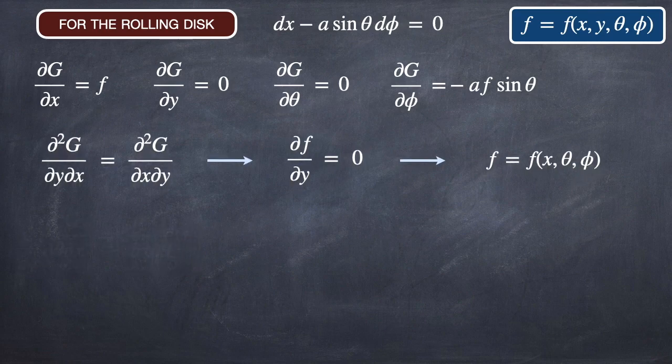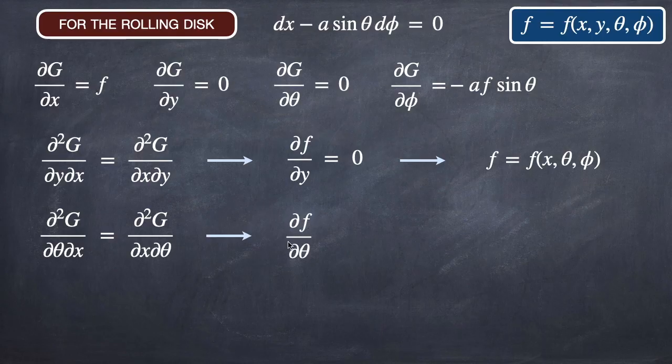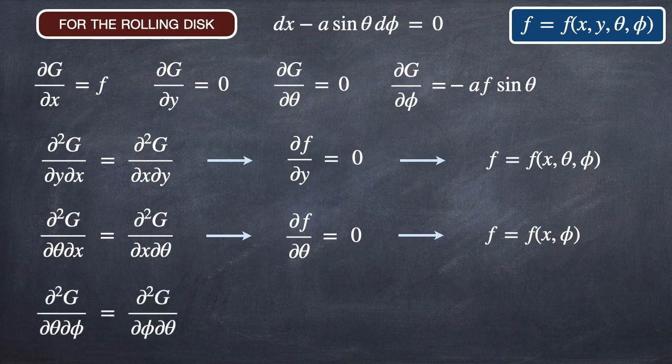And we are going to do the same procedure, but now with a different combination of partial derivatives. If we calculate that, del g del x is equal to f, so we will have del f del theta, and on this side, del g del theta is equal to 0, so del f del theta is equal to 0. And then there is no dependence on theta in this function f. f is a function of x and phi only.